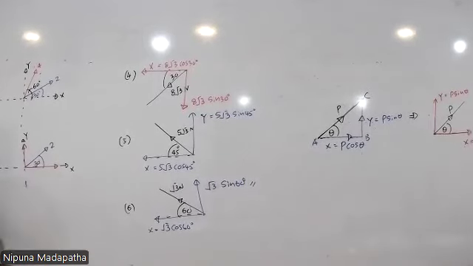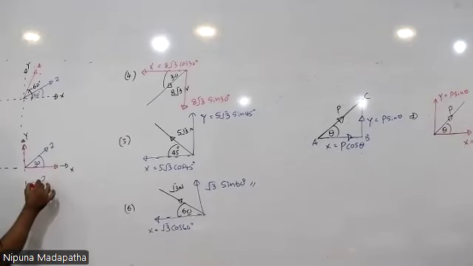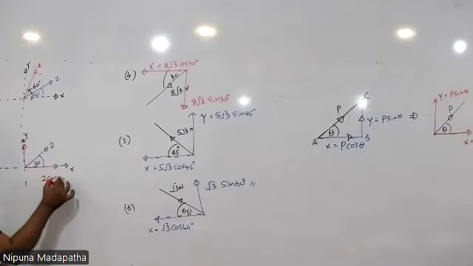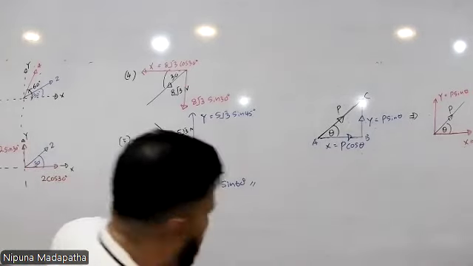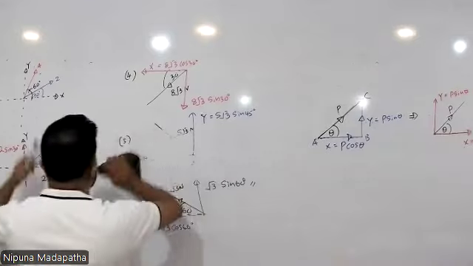Along the x direction, the x component is again 2 cos 30. Right? What is the y component? 2 sin 30. Right? So then again draw this second.